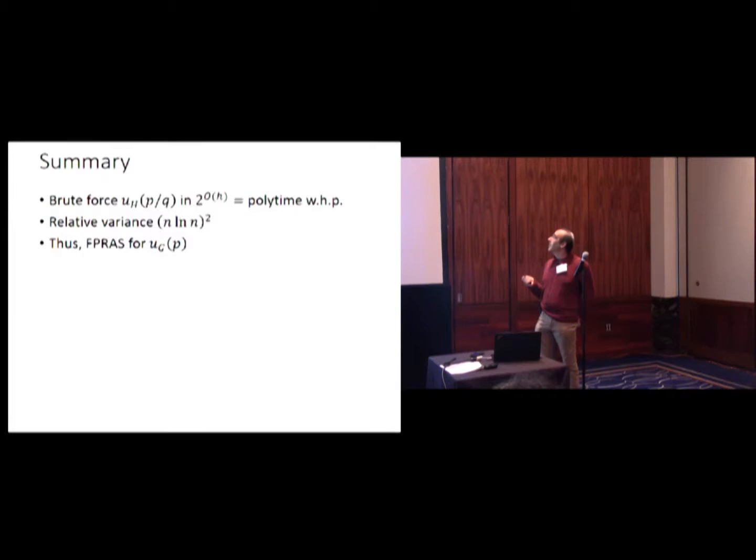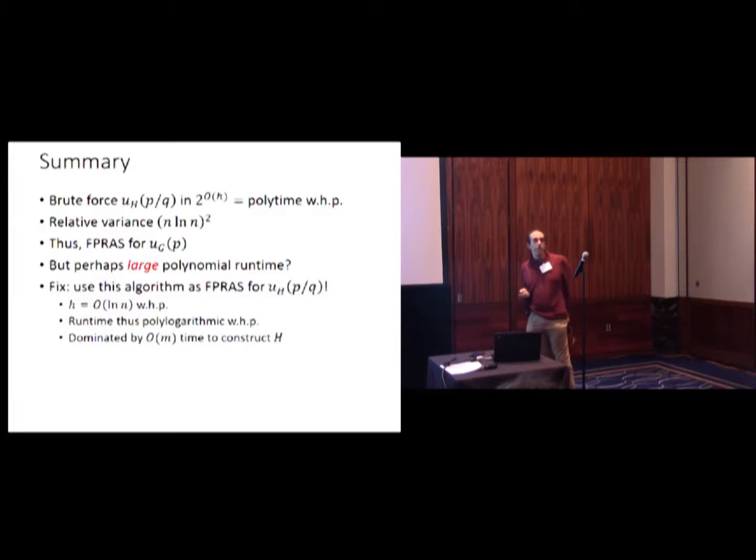All right, but what's the polynomial? Up here I said brute force is polynomial time with high probability. But you have to go look at the constants in order to see what polynomial it is. Maybe it's n to the 23. All right, let's fix that. We'll just use the algorithm we just developed in order to compute UH of P over Q.